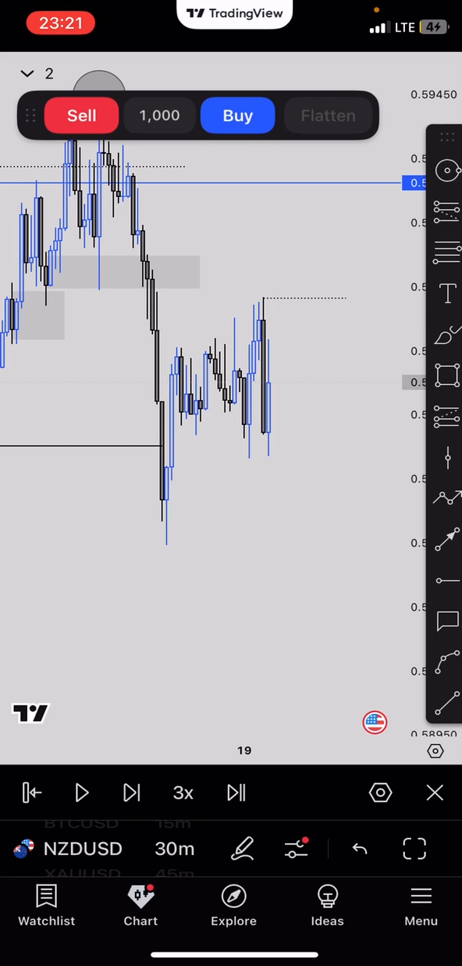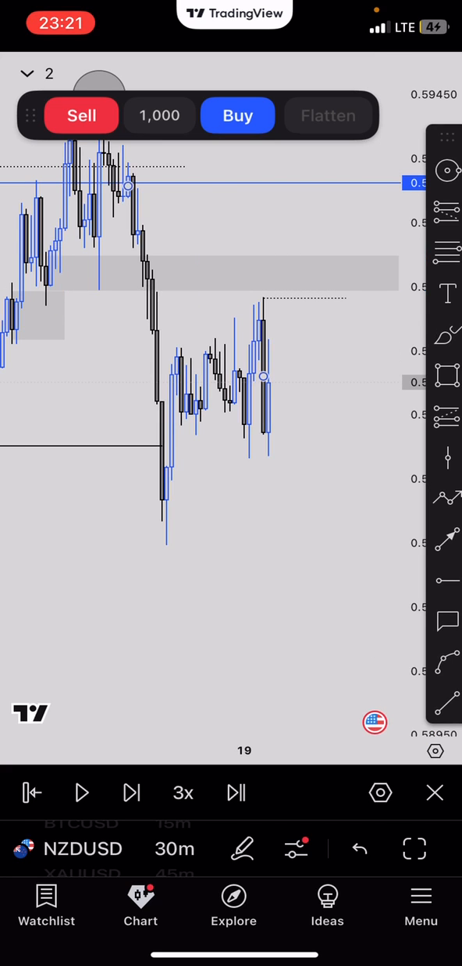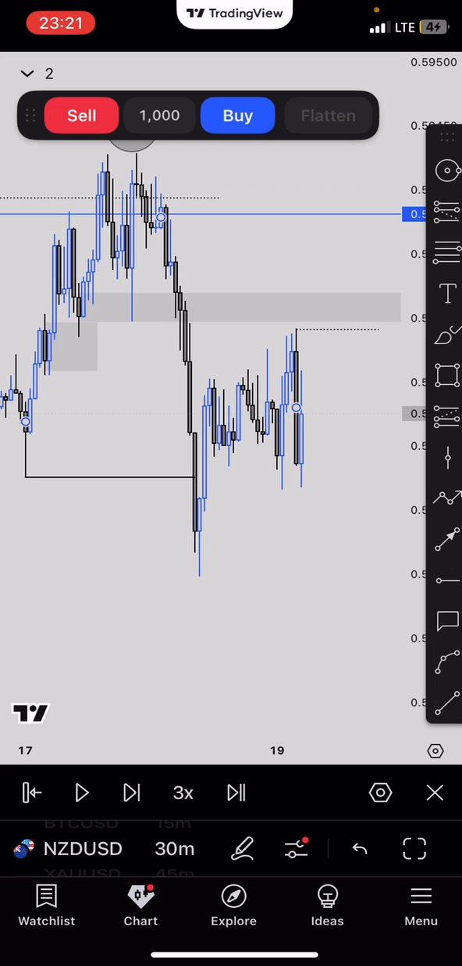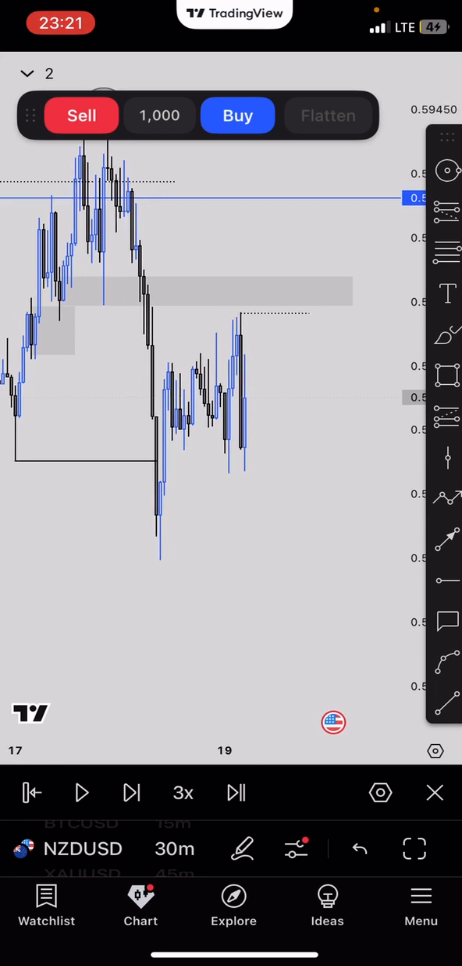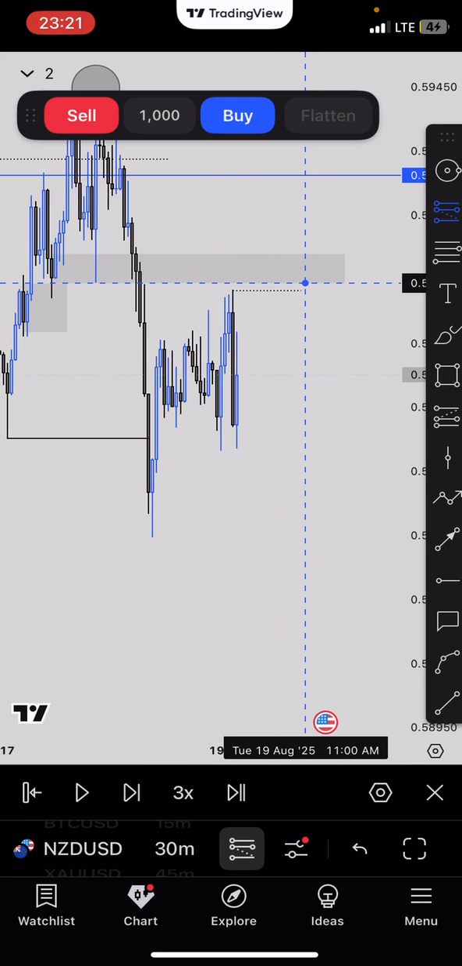Now, which POI is closest to this liquidity? Obviously, it is this breaker block here, not the other block again. This breaker block here that was meant to push price higher, but then price broke through it. And then I would open my sell position from here.